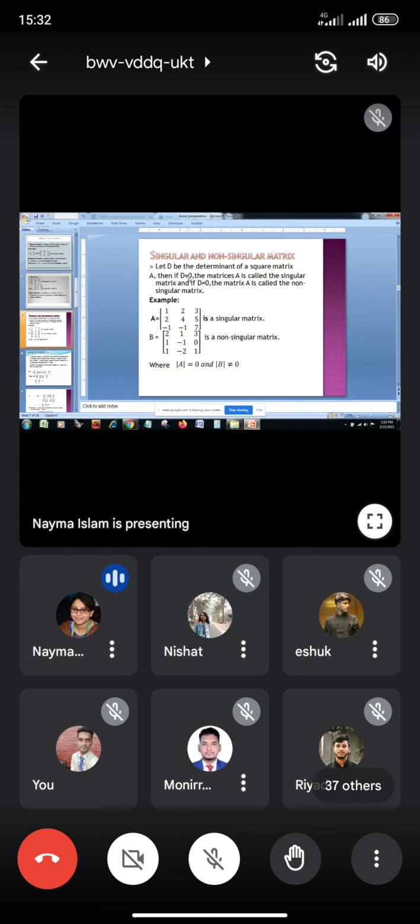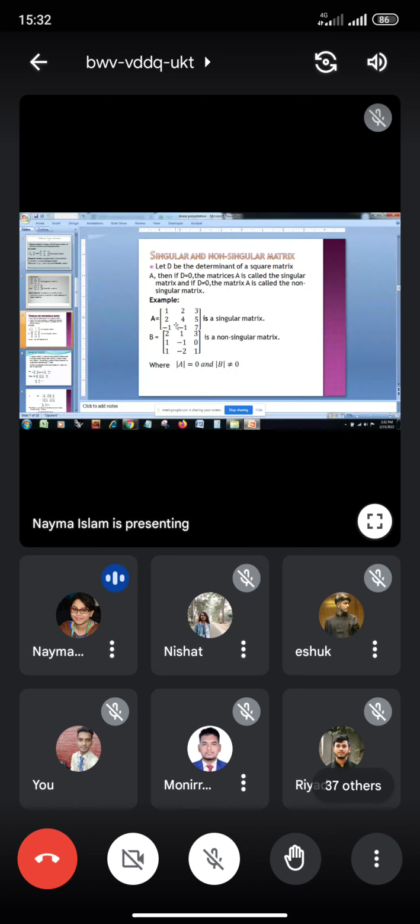Okay. If determinant is 0, in that case you can say that matrix A is a singular matrix. And if determinant is not 0, in that case the matrix will be non-singular. Okay. So singular matrix and non-singular matrix both are related to the inverse. Okay, our next topic is finding inverse of 2 by 2 matrix and finding inverse of 3 by 3 matrix.